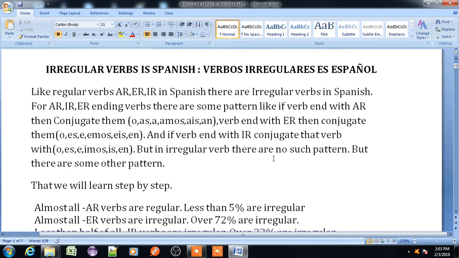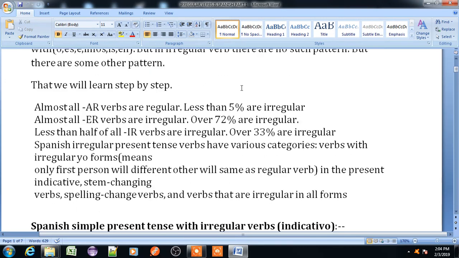But in irregular verbs, there is no such pattern, though there are some other patterns, which we will learn step by step. Almost all AR verbs are regular; less than 5% are irregular. Over 72% of ER verbs are irregular. And less than half of IR verbs are irregular, meaning 33% of IR ending verbs are irregular.